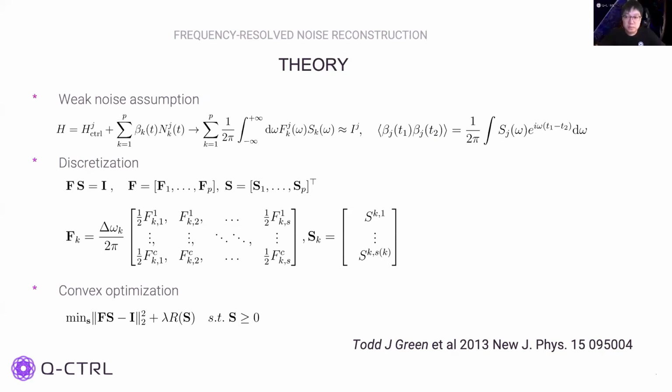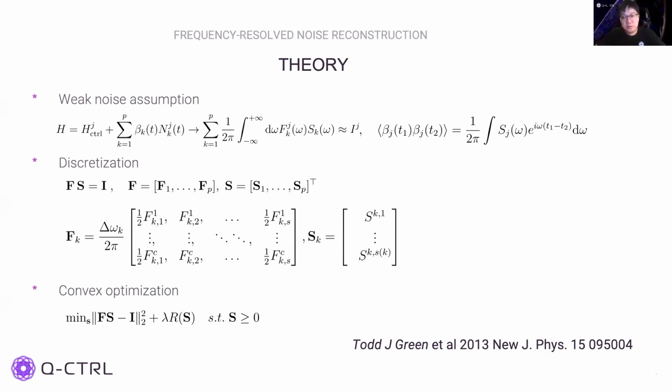If the noise is weak, then there's a linear relationship between the corresponding field functions and the noise spectra, which is defined as the Fourier transformation of the autocorrelation function of beta. Here, Ij is the operational infidelity for control j, as we mentioned earlier. You can find the details of the derivation in the NJP paper.